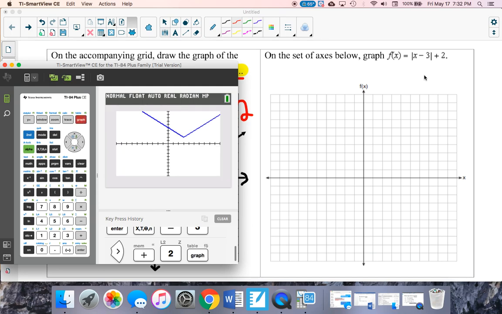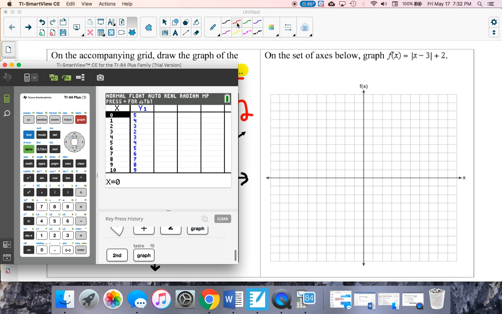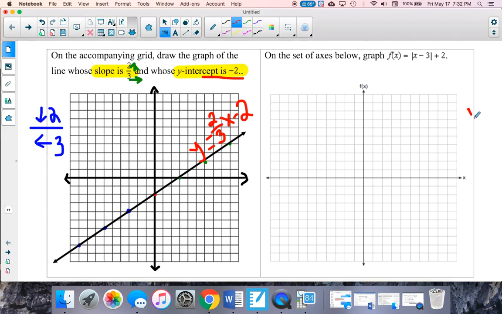I need to translate this onto our paper, so to do that, I'm going to look at my table of values, and let's start by looking for our turning point. I see that our turning point is 3, 2 because the numbers on top start repeating. I'm going to copy this down. X, Y. I'm going to put 3, 2 in the middle. And then I have 2 and 1 and 4 and 5.